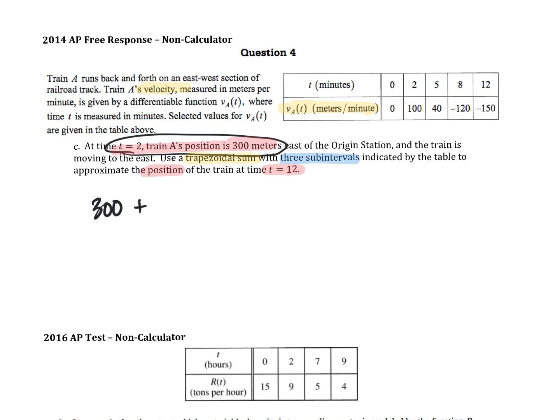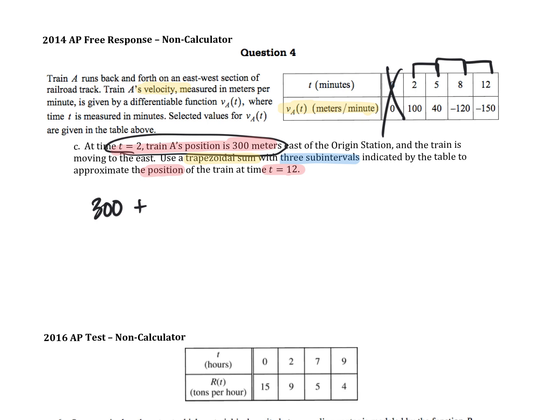I agree. Guys, we've not done a trapezoidal from a table yet. Let's try it. You guys, and notice this. They only want 3 subintervals. And they said at 2, the position is 300. So start at 2. You guys, we're going to go like this. Boom, boom, boom. We got to start at 2. I love that, Soph. Good eye.